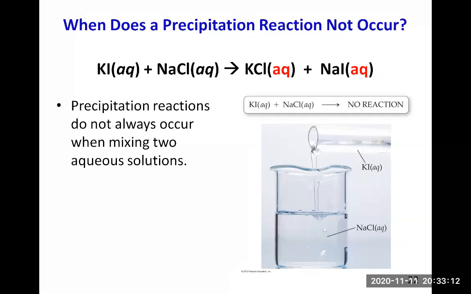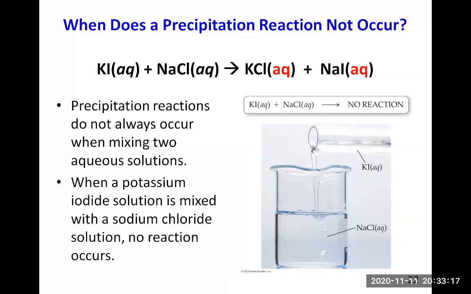Precipitation reactions do not always occur when mixing two aqueous solutions, and that's what happens here in this case. So you would write the products, and because they are both aqueous, you can write no reaction. Or if you have to answer a question about whether there is a precipitation reaction, you would say there is no precipitation reaction.